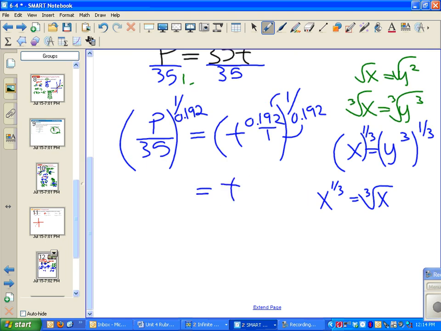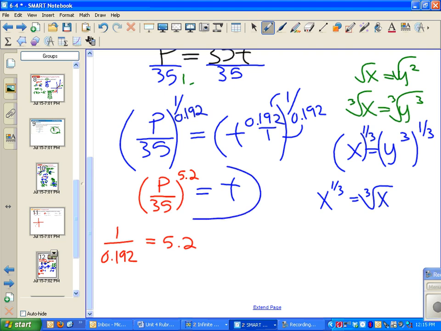Right, and then for this one, when we put 1 divided by 0.192 in our calculator, we get 5.2. So you can check for yourself. So this is going to be P over 35 to the 5.2 power. And I can explain that a little bit more in detail in class too. All right, so now we have our inverse model, and that part is done for us.